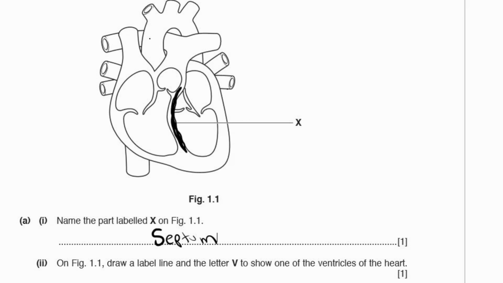2. On figure 1.1, draw a label line and the letter V to show one of the ventricles of the heart. Okay, the ventricles are at the bottom. So this is a ventricle. And this is a ventricle as well too. But only one. It only asks to draw one. So remember, a label line in biology does not include an arrowhead. Do not put an arrowhead on, just draw a straight line. And drawing a straight line with a ruler is even better.